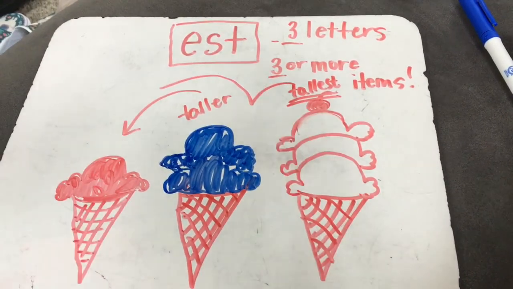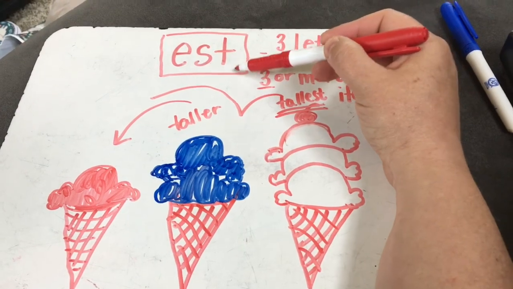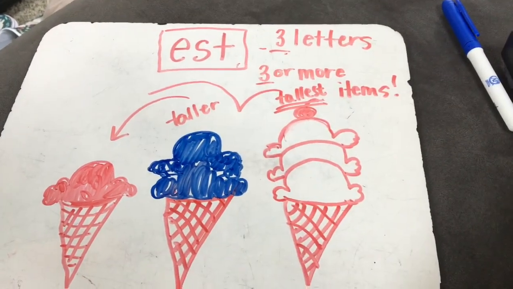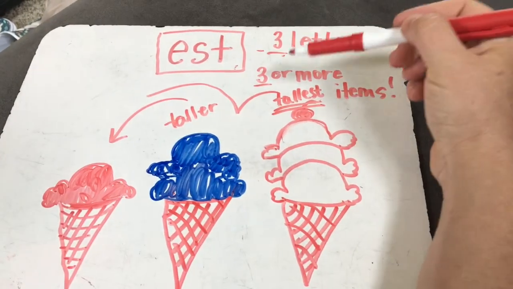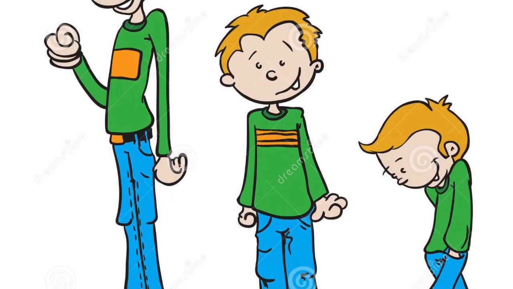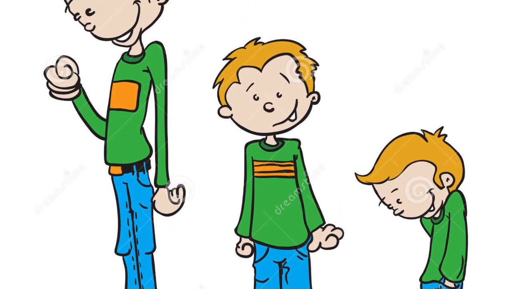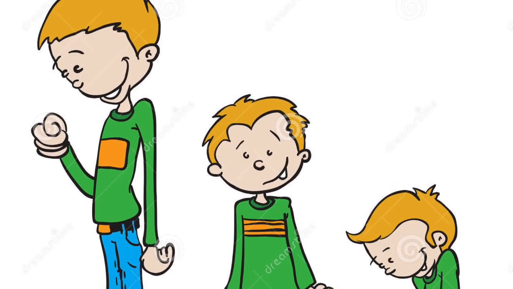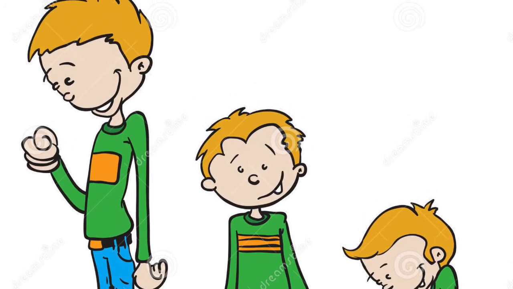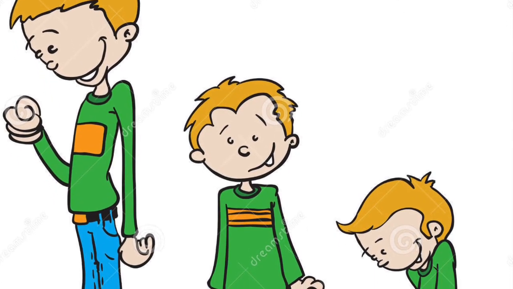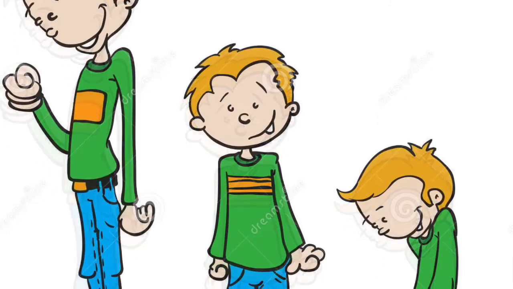So remember, when we are using 3 items to compare, we use the suffix that has the 3 letters, which is EST. For example, here we have a little boy. It looks like maybe a progression of him growing up in life. But since we have 3 pictures, that picture on the left-hand side, he is the tallest.